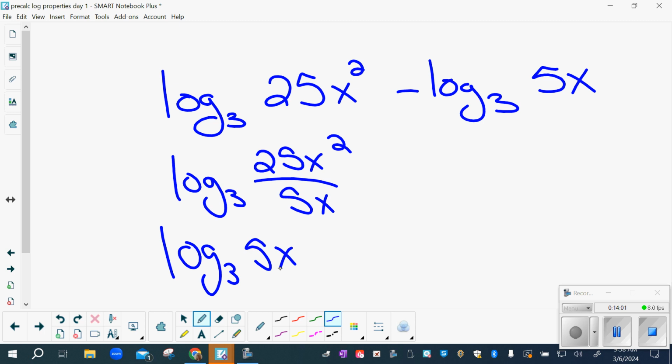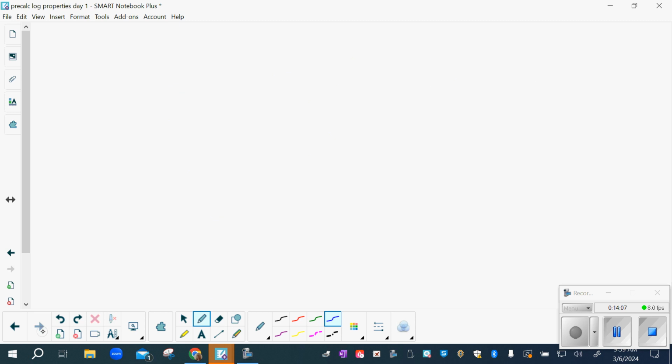We got one last property to do, and then we're going to try some where we put them all together, and you'll actually not hate those. The last property is my favorite, and it's the most important, and it is called the power property.